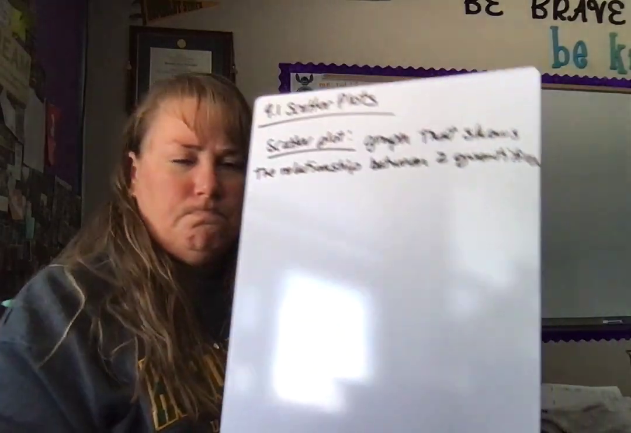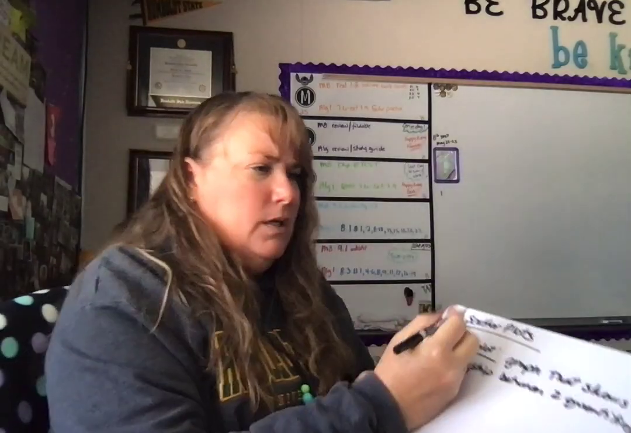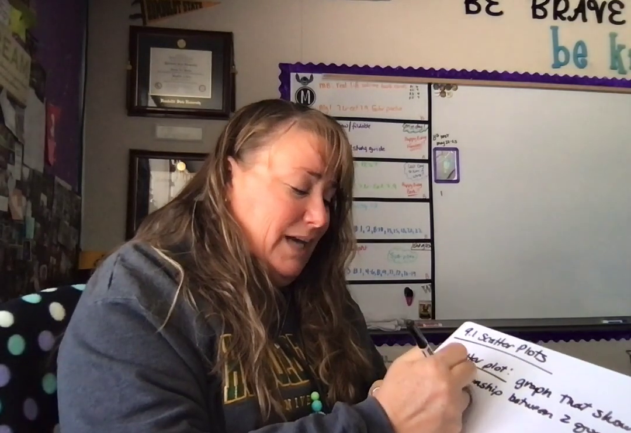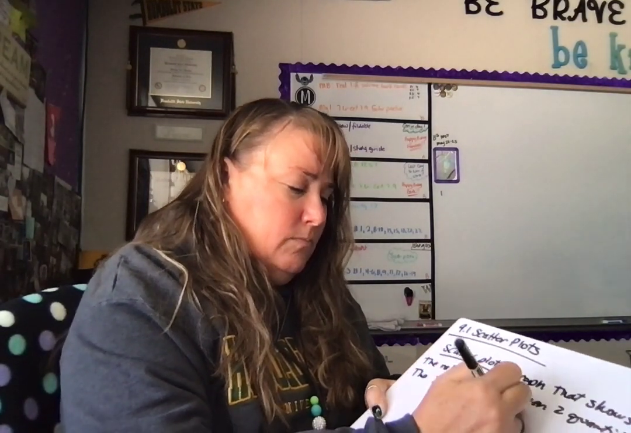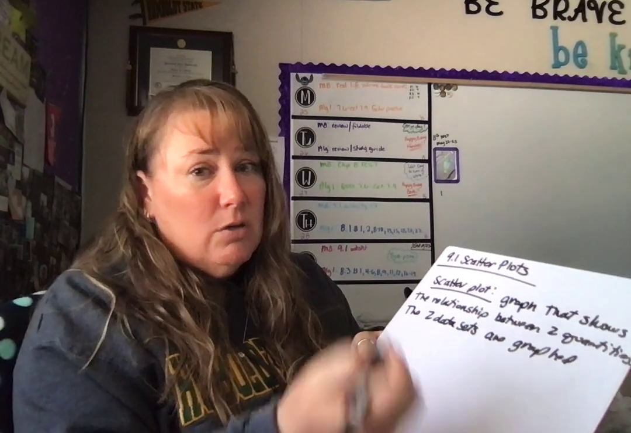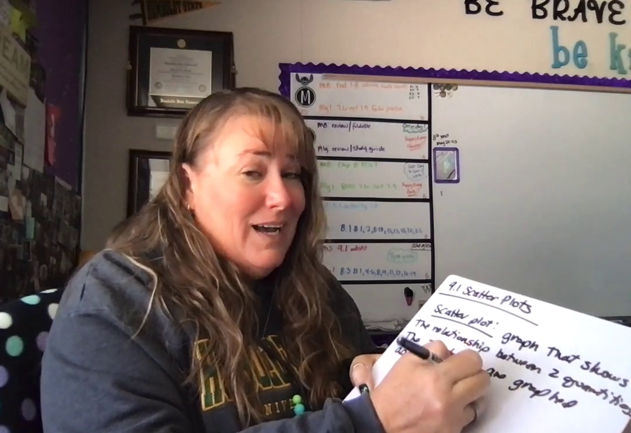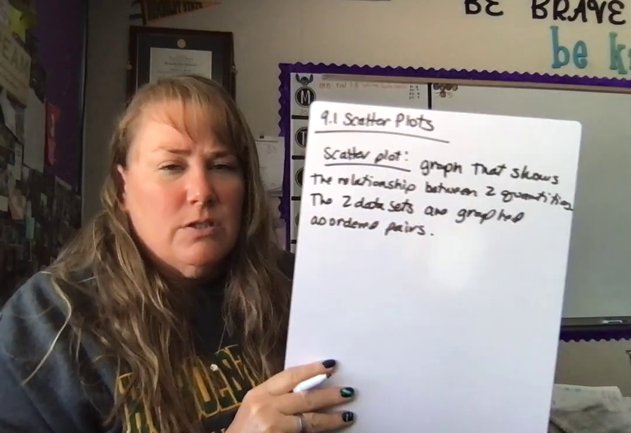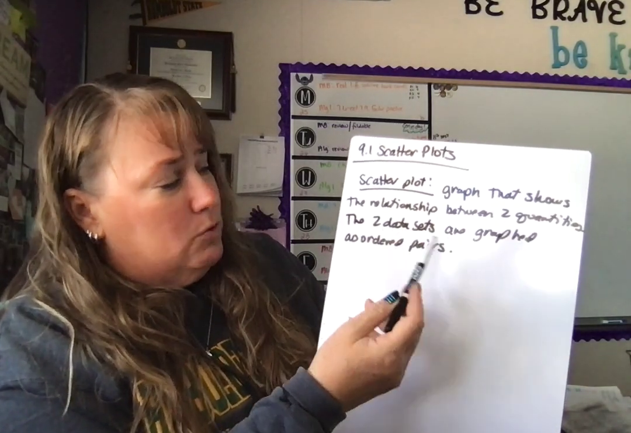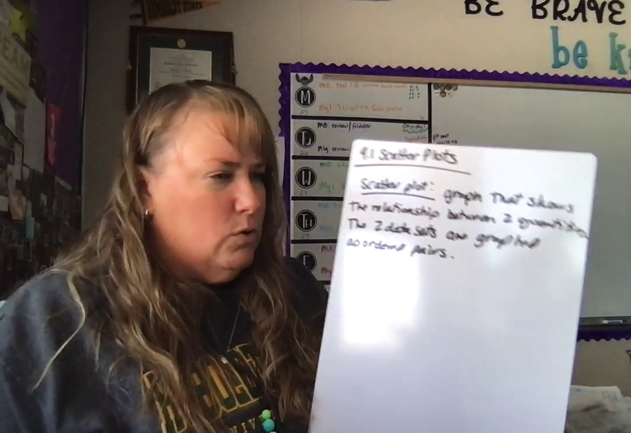But also, the data sets, these two quantities, they are grouped as ordered pairs. Yeah, I'm just kind of looking at the definition here. So the two data sets are graphed as ordered pairs. That's why that activity you had to make so many ordered pairs. And by the way, we are not done graphing. So there you go. So definition's a little long. Okay, so graph that shows the relationship between two quantities. The two data sets are graphed as ordered pairs. So remember, quantity and data set, same thing. They're just using two different words.